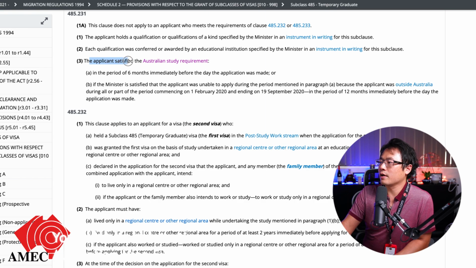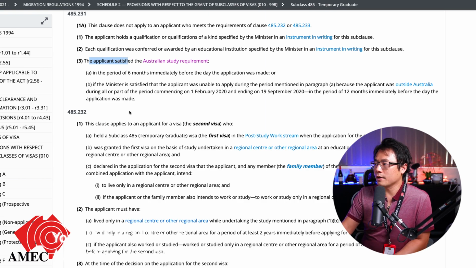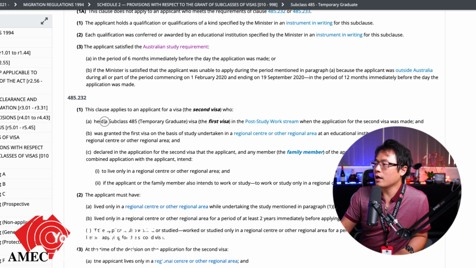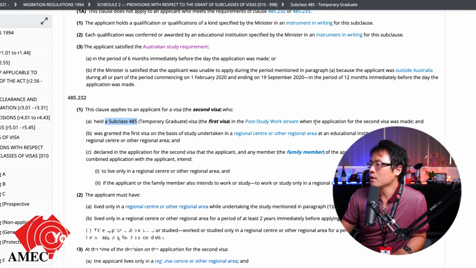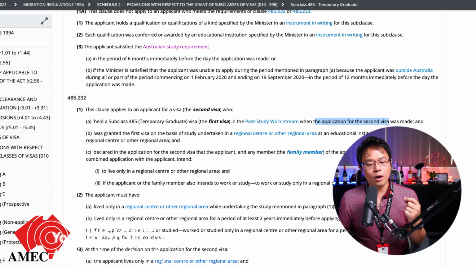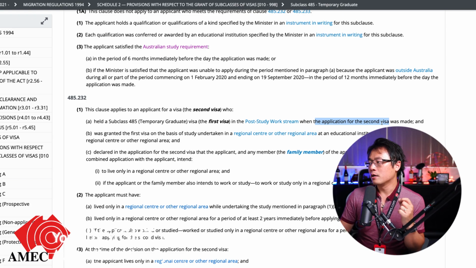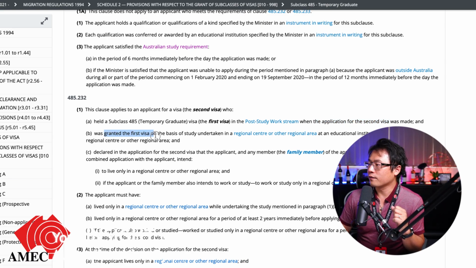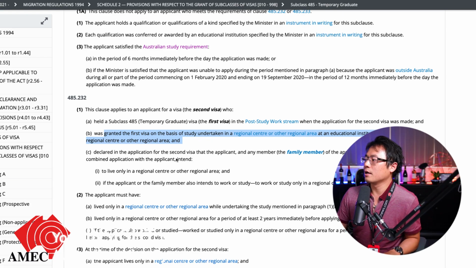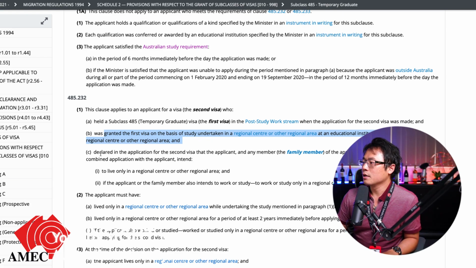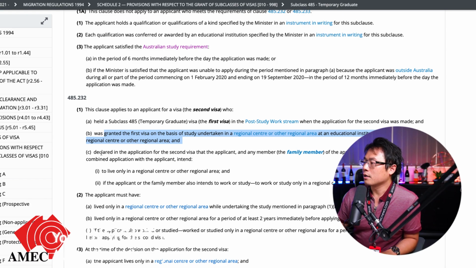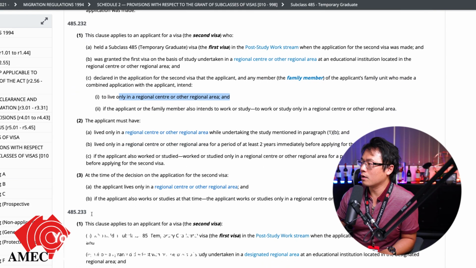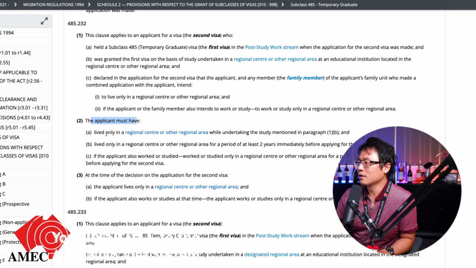Okay, these clauses apply before the applicant will satisfy certain requirements. So all of this one. Okay, and this clause, the following, the 232, held a 485. So this is for the second PSW. So if you hold a 485 while you were in regional Australia, you are eligible to lodge for a second 485 visa. Grant of the first 485 was based on a study, okay, and you were at a regional center, regional area, and that means you can declare the application for the second with the family together, and obviously you can get that as well.